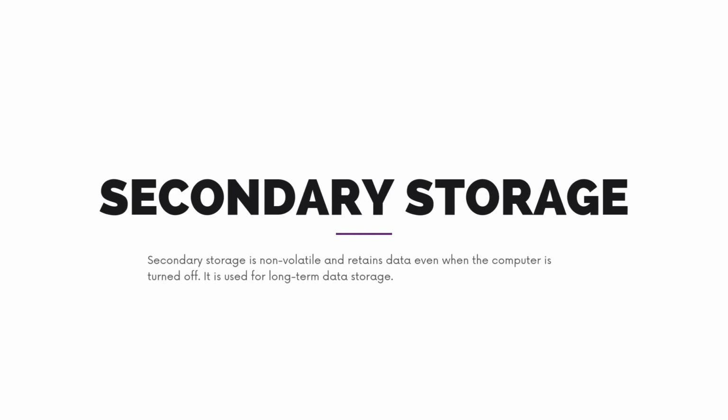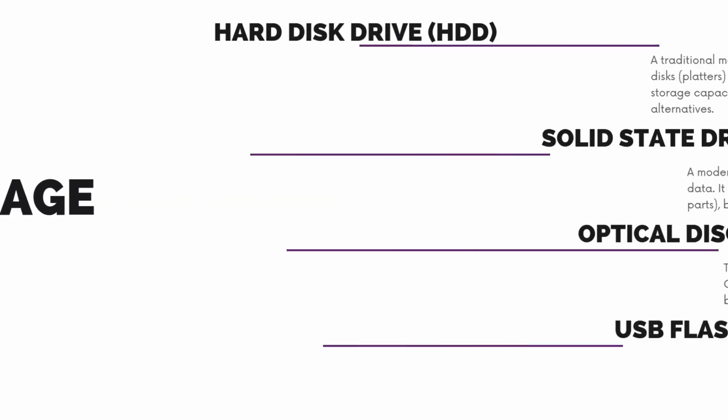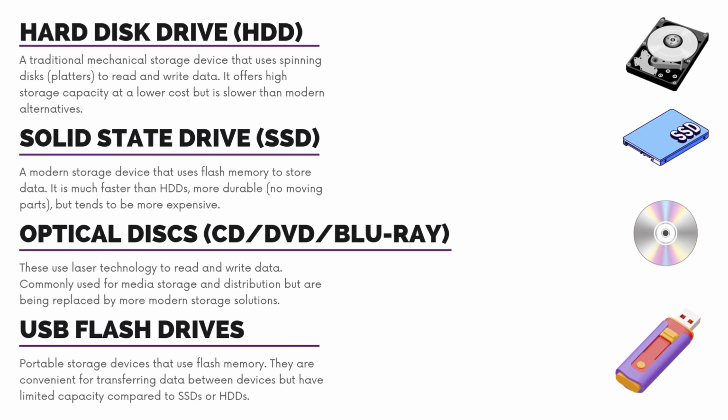Secondary storage. Secondary storage is non-volatile and retains data even when the computer is turned off. It is used for long-term data storage. Hard disk drive, HDD: a traditional mechanical storage device that uses spinning disks, platters, to read and write data. It offers high storage capacity at a lower cost, but is slower than modern alternatives.